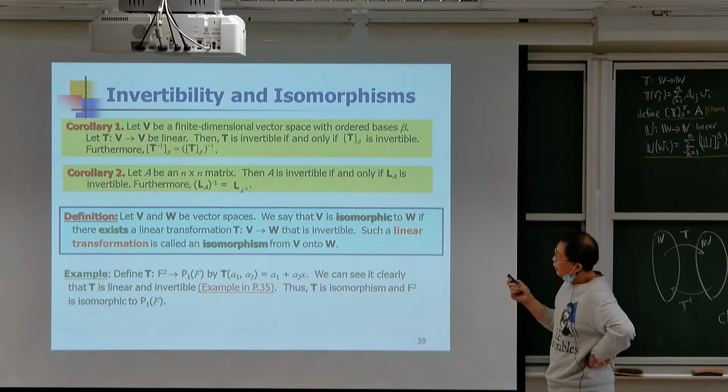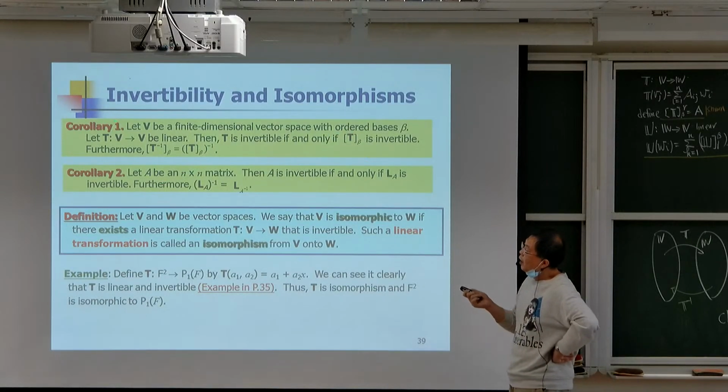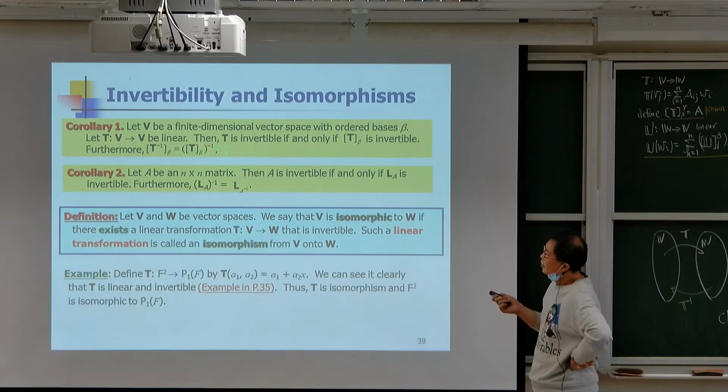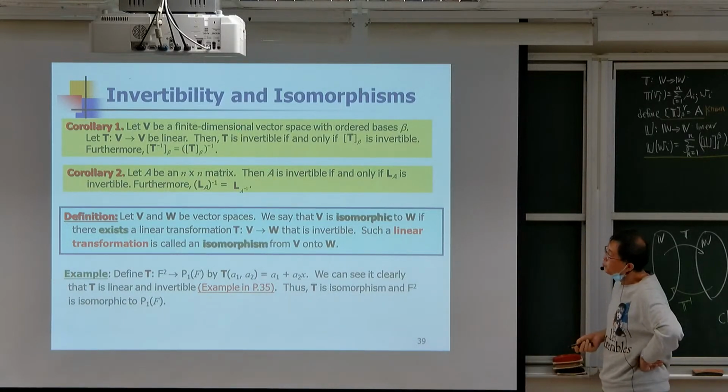T is invertible if and only if the matrix representation of T is invertible. Furthermore, the inverse of T's matrix representation will be equal to the matrix representation of T's inverse. Okay, so in this one we just narrow down the application.